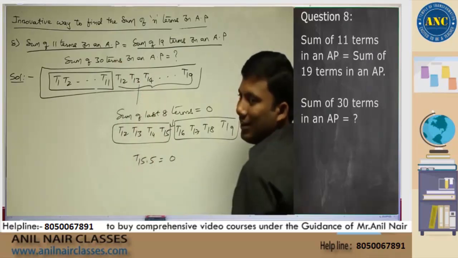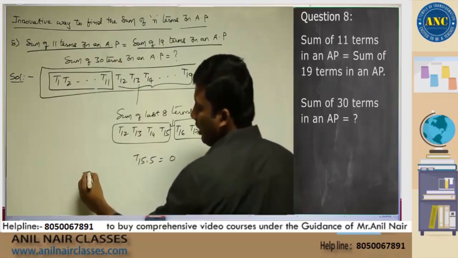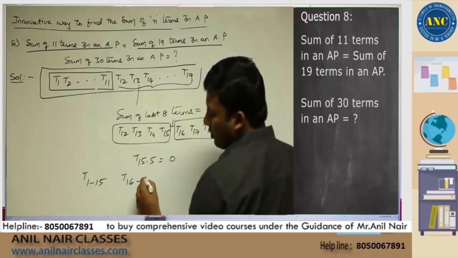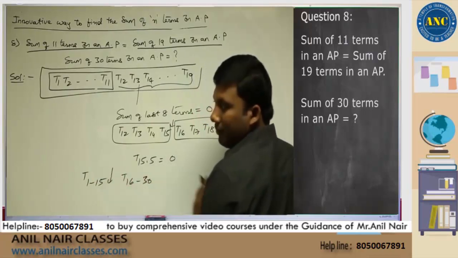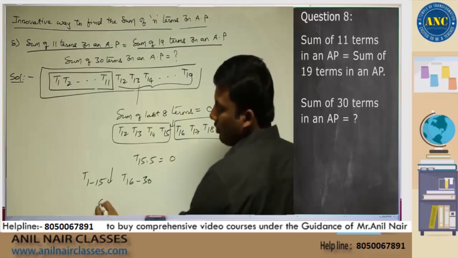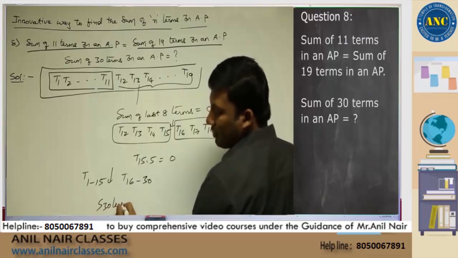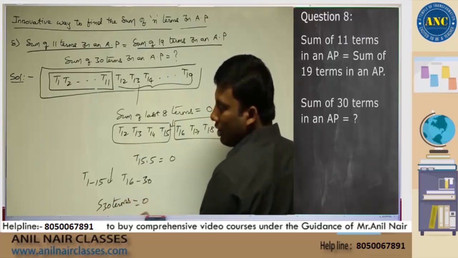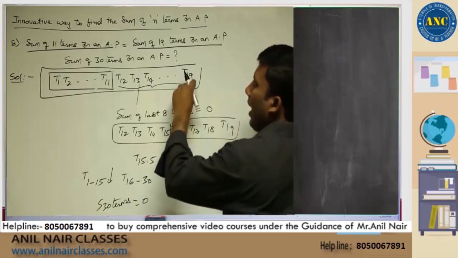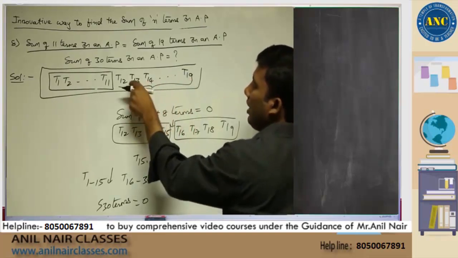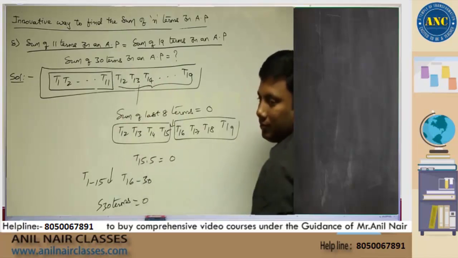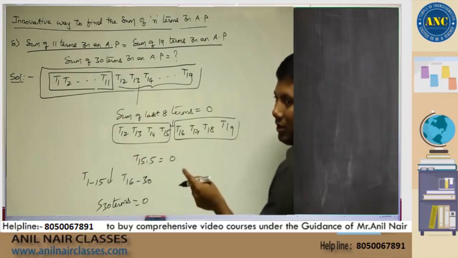How much do we require? Sum of 30 terms. 30 terms means 15 terms to the left, 15 terms to the right. What is the middle value? If T15.5 is 0, what will be the sum of 30 terms? 0. Right? Now, the root cause of this problem is that the average of the last 8 terms happens to be the average of the 30 terms. That is where you are able to determine it.